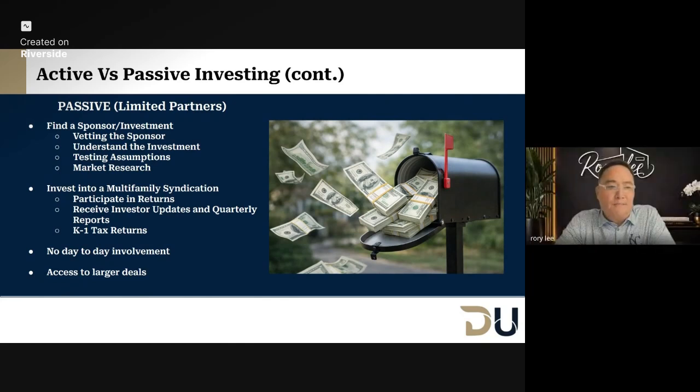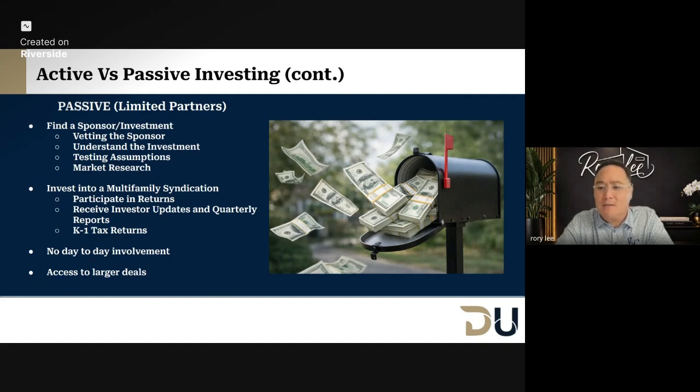Okay, so the other part of the equation is the passive investor, or what we call limited partners. What would a limited partner's responsibility entail? Most importantly, you have to vet the sponsors. There are literally thousands of operators out there operating syndications. It's important that you trust the syndicator and then the operator, and do your research on them.